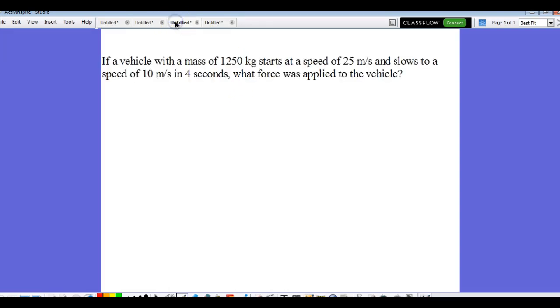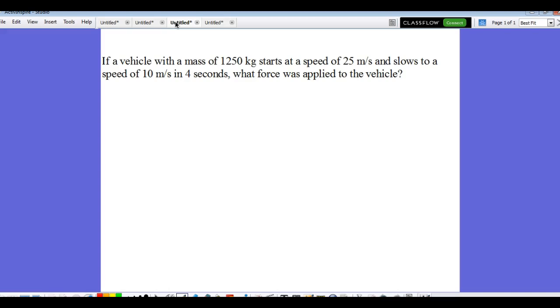If we look at them, this one gives us a lot more information. This one says, if a vehicle with a mass of 1,250 kilograms starts at a speed of 25 meters per second and slows to a speed of 10 meters per second in 4 seconds, what force was applied to the vehicle? It's a lot of stuff going on there.